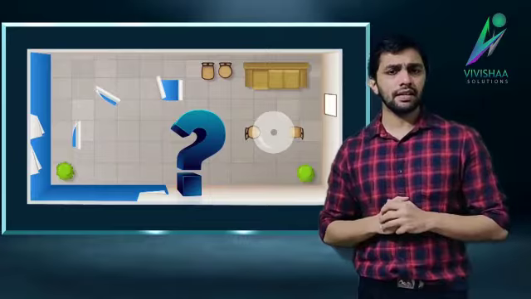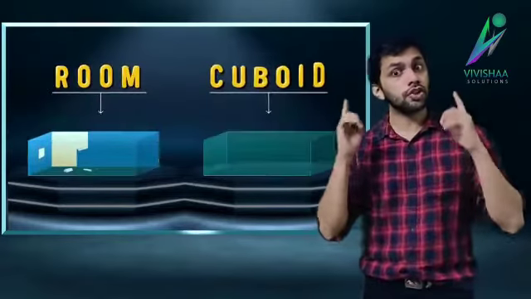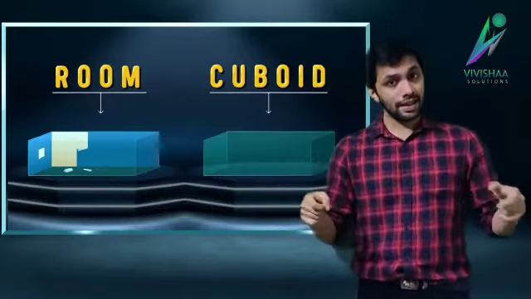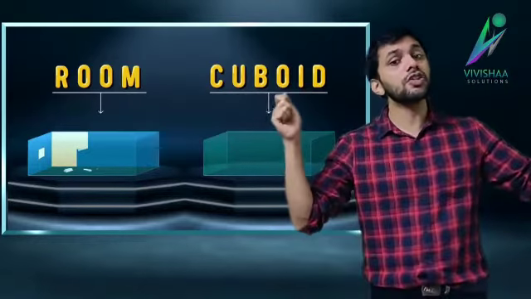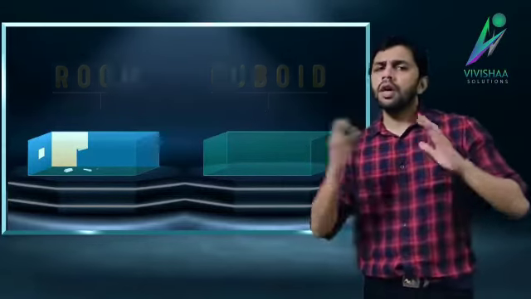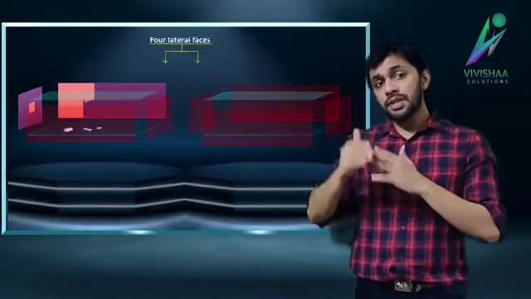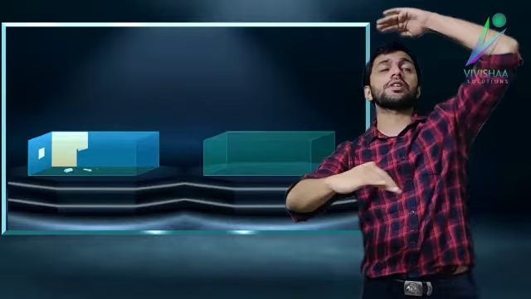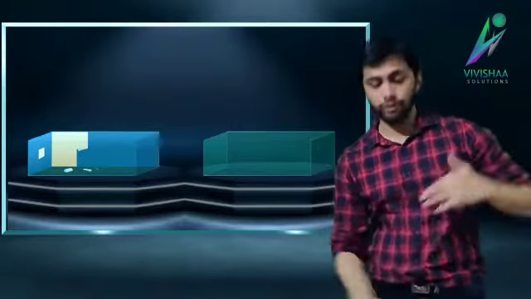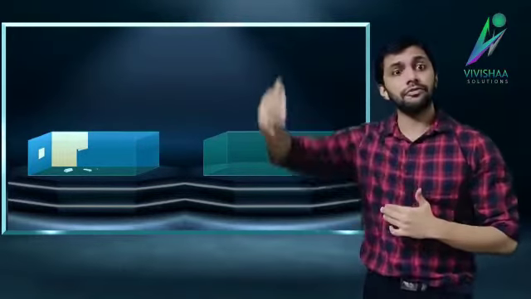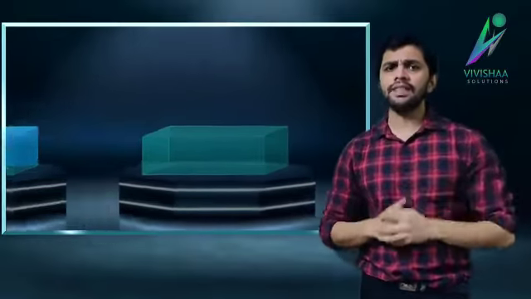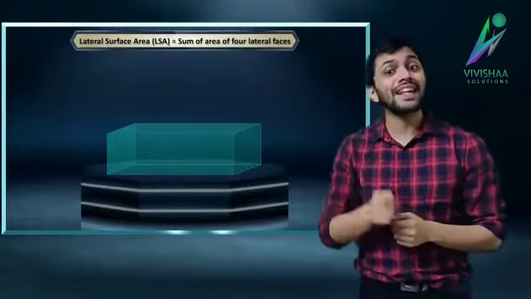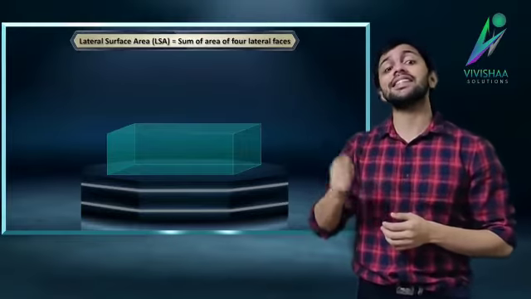Now, as you can see, the room is cuboid in shape. They are not squares, they are rectangles, and hence a room is cuboid in shape. Now, the 4 walls of a room represent the 4 lateral faces of a cuboid. Correct? Because the wallpapers are not going to be put on the ceiling and the floor. They are actually the lateral faces. Now, if we add the area of the lateral faces, what we get is called the lateral surface area, or the LSA of a cuboid.